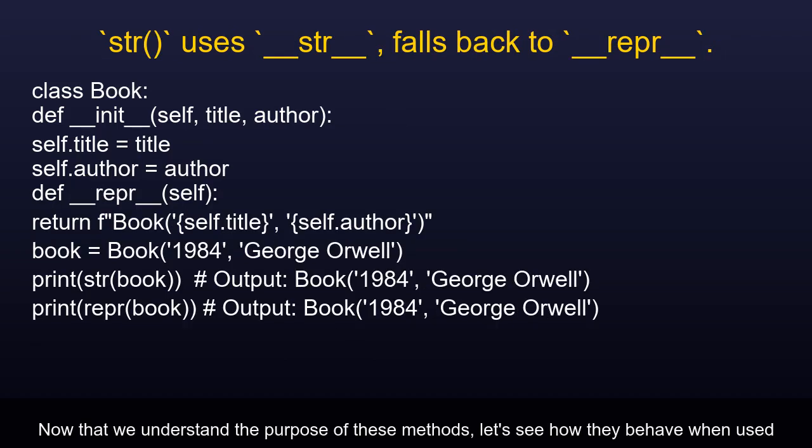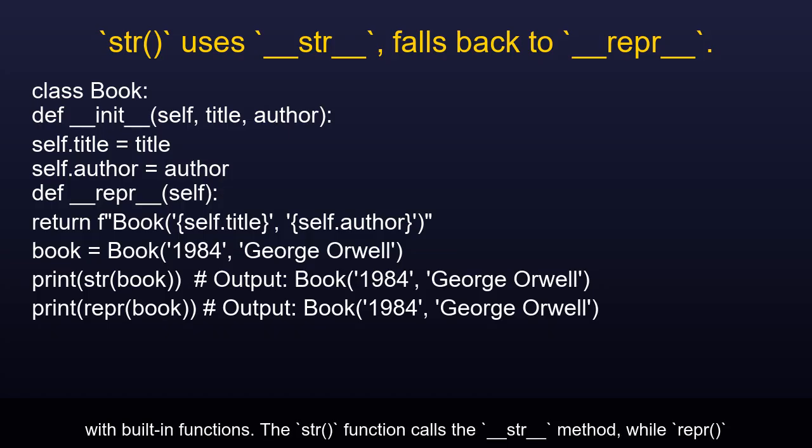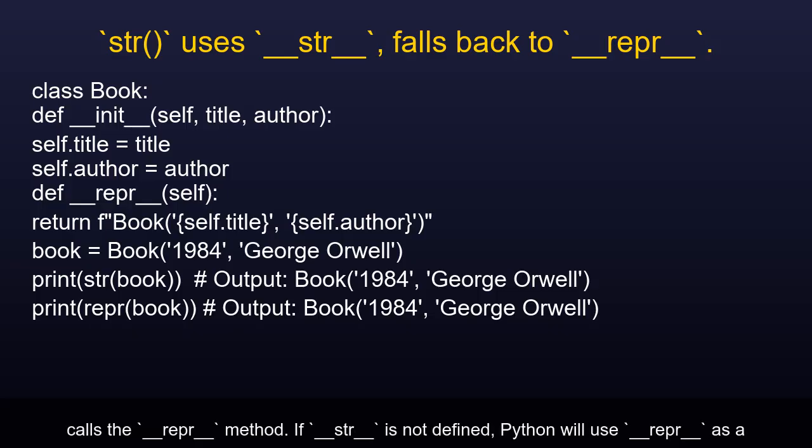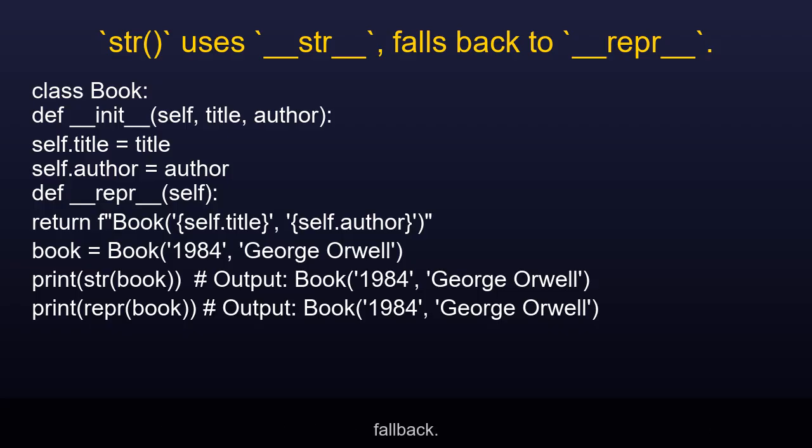Now that we understand the purpose of these methods, let's see how they behave when used with built-in functions. The str function calls the __str__ method, while repr calls the __repr__ method. If __str__ is not defined, Python will use __repr__ as a fallback.